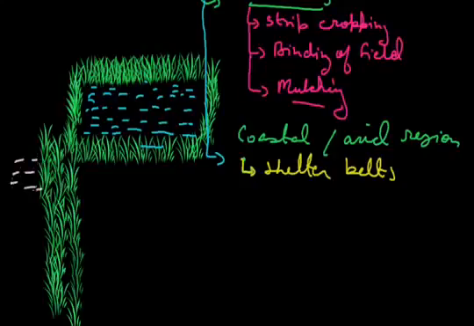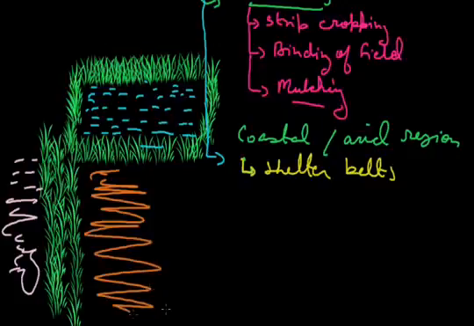Here is a desert area. On the other hand, this part is very fertile soil. When wind blows from this direction to this direction, the sand does not come onto this fertile land area, because these shelter belts stop the sand from coming into this region. Similarly, the same process works here. When the wind comes from this direction to this direction, the fertile soil cannot go to the desert area, so shelter belts basically stop the desertification process.